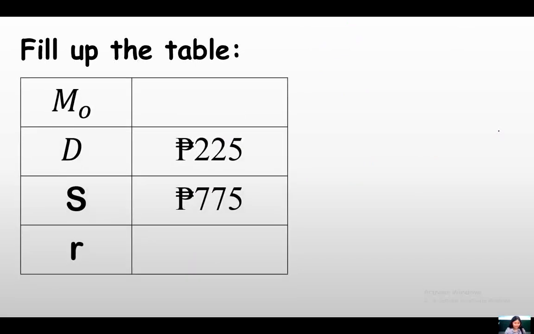So here, the missing are the cost price and the rate. And the given are the discount and the selling price. So again, let's draw the triangle. So here is D, R, and M sub O. Now let's get the M sub O, where it is equal to the discount over rate.